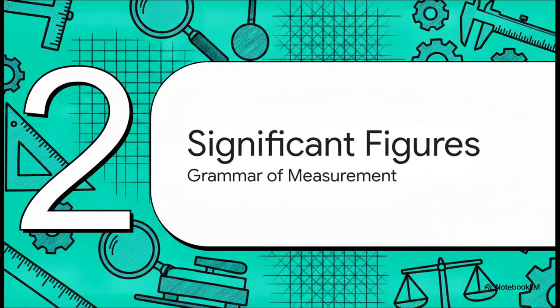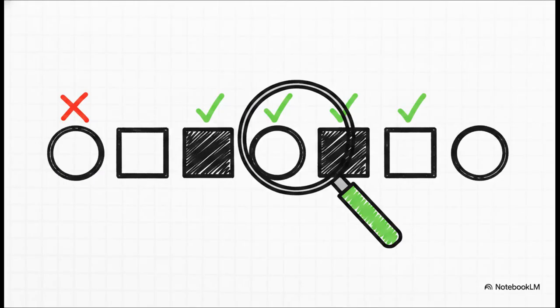Moving on to part 2. Precision and significant figures, the grammar of measurement. So if units are our vocabulary, significant figures are the strict grammar that keeps our data honest. Have you ever wondered if a bathroom scale or a lab tool is slightly lying to you? The truth is, every measurement has some built-in uncertainty depending on the instrument we use. Significant figures include all the digits we know for sure, plus the very first uncertain one. The tricky part is knowing which digits actually count, especially when we start throwing zeros into the mix.